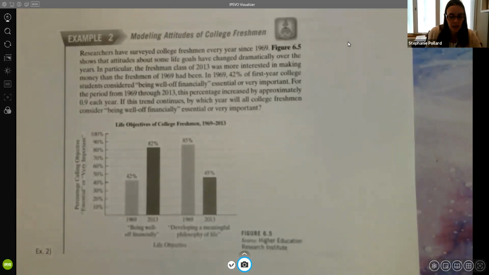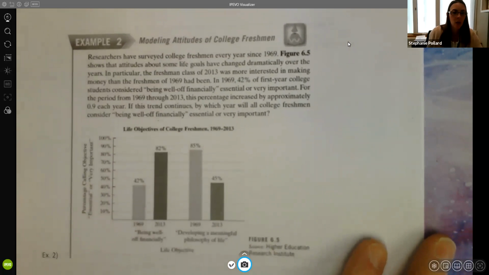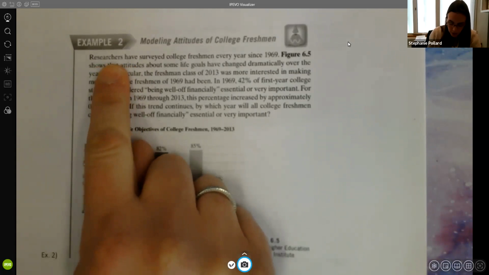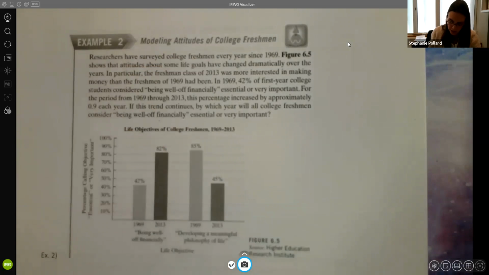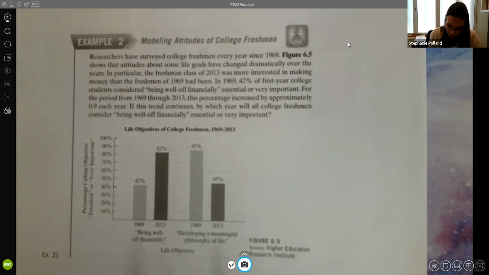All right, let's try another example. So we still have a graph here, but this is a different style where we have percents. So this is example 2 in your text. It says researchers have surveyed college freshmen every year since 1969. And the figure below shows that attitudes about some life goals have changed dramatically over the years.